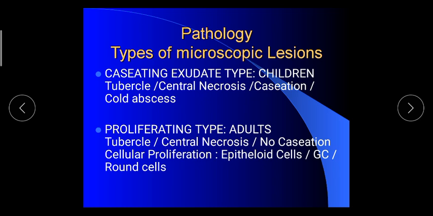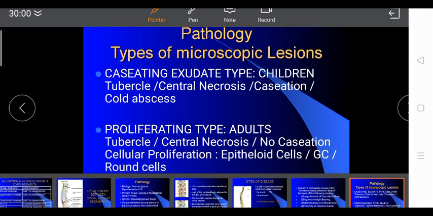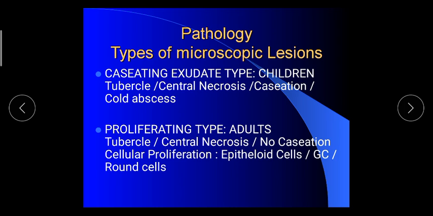Coming to the microscopic picture, there are two types. One is the caseating type, the other is the proliferating type. In the caseating type, there will be caseation, which is more common in children and young people. The proliferating type is seen in adults, and here there will be no caseation but cellular proliferation. Here there will be a tubercle or granuloma, where you can see the epithelioid cells which are characteristic of granuloma.